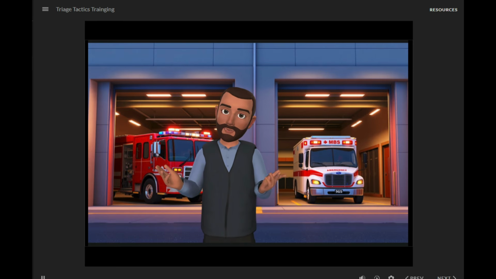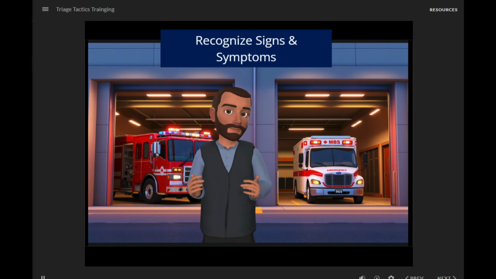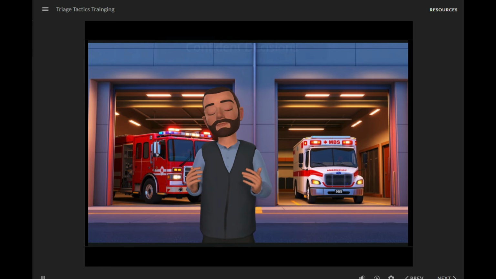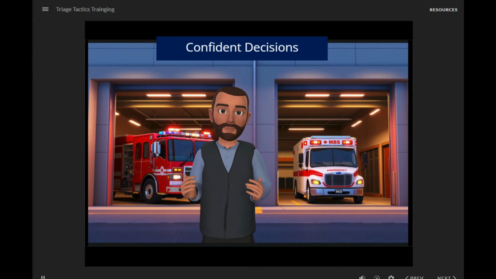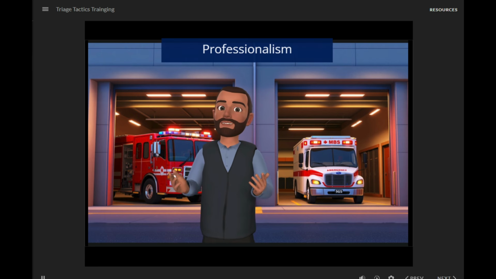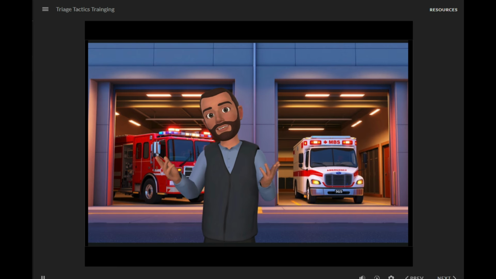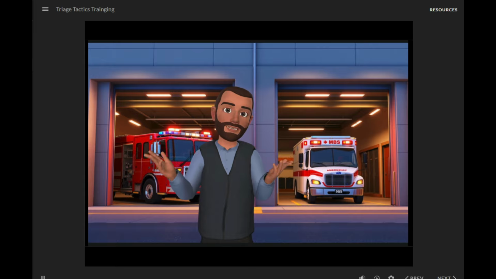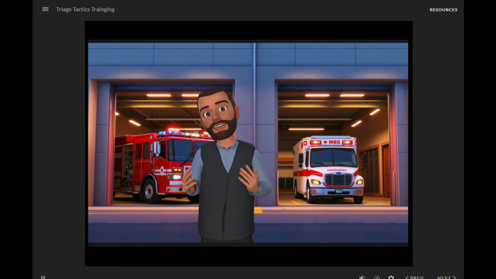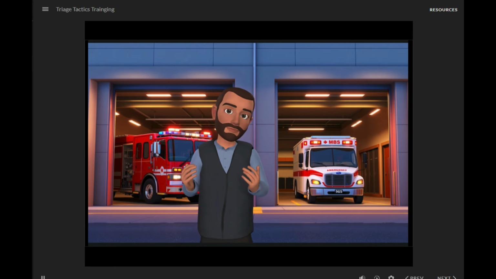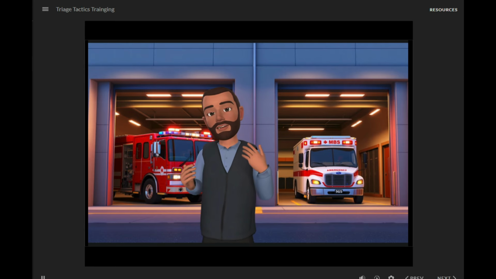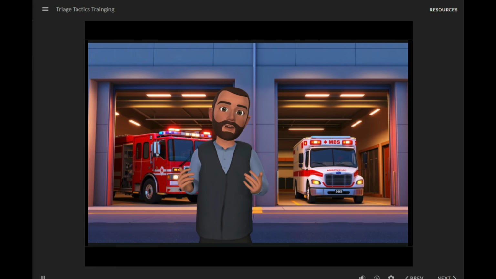This simulation will challenge you to recognize deterioration patterns that are easily missed under pressure, make confident retriage decisions when initial assessments prove inadequate, maintain professional composure while managing emotional bystanders, balance compassion with clinical necessity in life or death situations. Success isn't measured by perfection, it's measured by adaptability, communication, and your ability to put patient outcomes above personal comfort. Every decision you make could mean the difference between life and death.